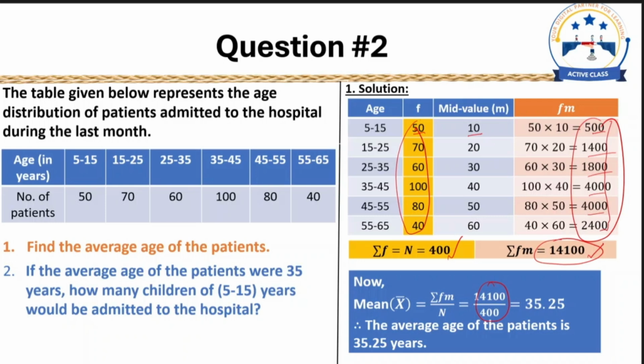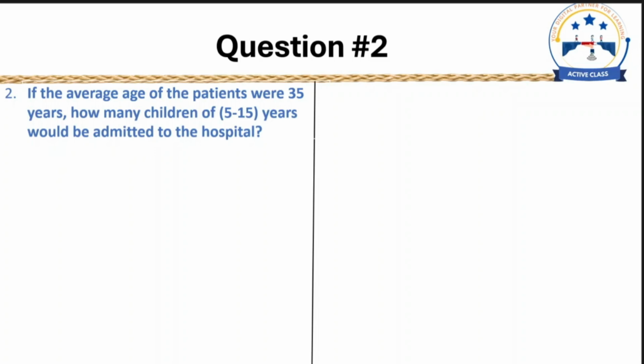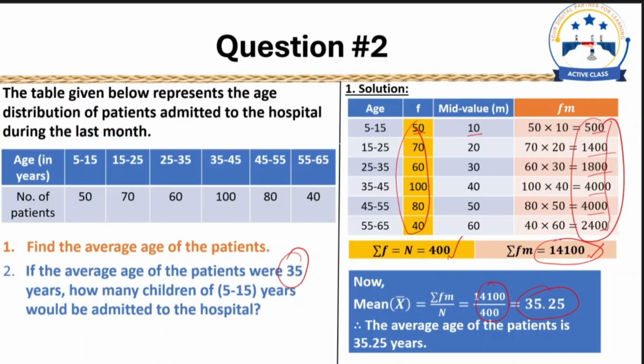Let's move to the second one. If the average age of the patients were 35 years, how many children of 5 to 15 years would be admitted to the hospital? Initially, the number of children of 5 to 15 years were 50. And in that situation, the average age was 35.25. Instead of this 35.25, if the average age was 35, then keeping all the other numbers same, what should be this number? So that is our question.